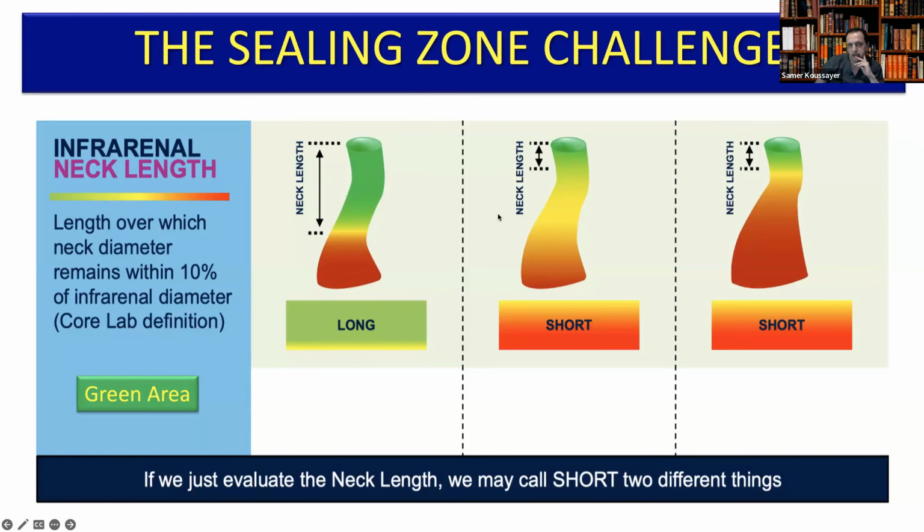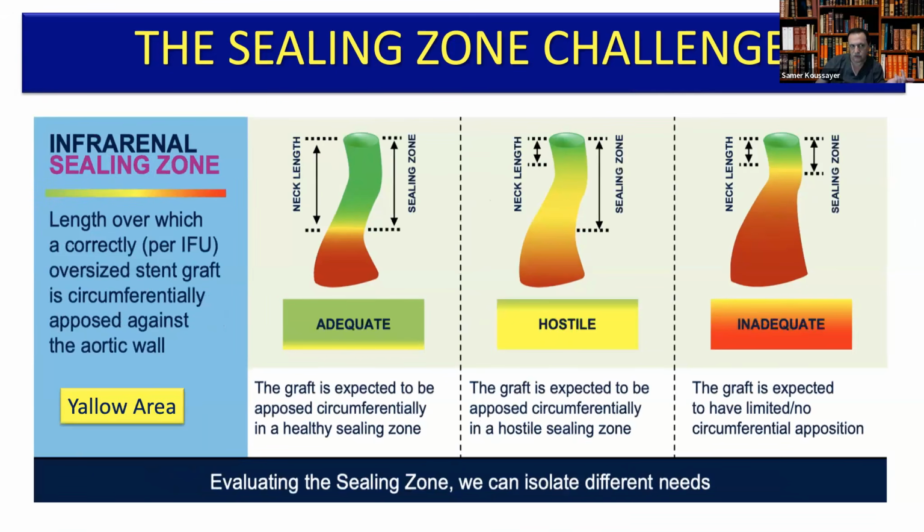So this is a long neck, this is called a short neck. But the problem is that we call both of them short neck, yet they are completely different. That is the reason why we need to differentiate between sealing zone and the neck. So this takes us to the next thing: what is the sealing zone?